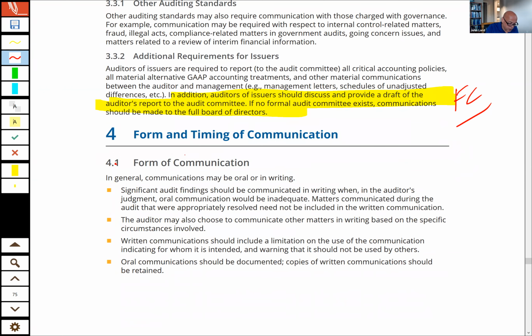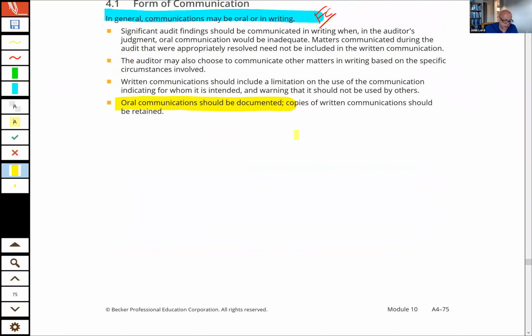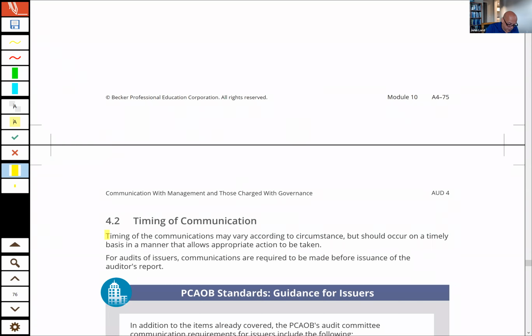Now the form of communication does not have to be in writing. So make sure you flashcard may be oral or in writing, because sometimes they'll give you a good, those charged with governance communication topic, but they'll say it has to be in writing. If there are oral communications, however, they need to be documented. So it doesn't have to be in writing, it can be oral. If you're just going to do an oral communication, you have to document that you've done the communication. And the timing of the communication may vary according to circumstances, but should be in a timely manner.